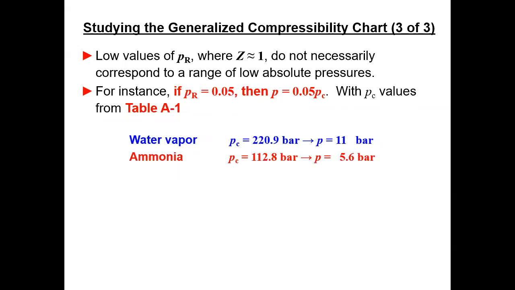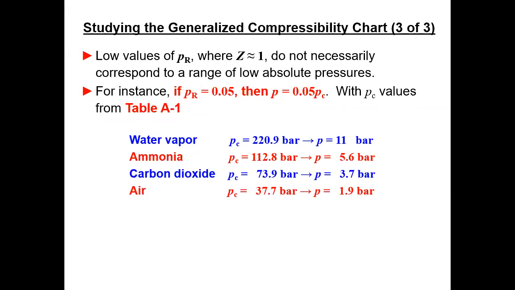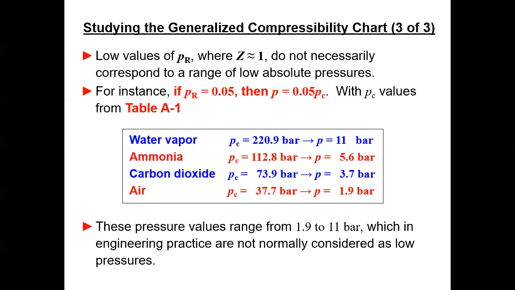Ammonia, carbon dioxide, air. What is that? 14.5 times 2 is about 27, 28 PSI. So these pressure values range from 1.9 to 11 bar, which in engineering practice is not normally considered low pressure. We start considering low pressures when you get much below atmosphere, and these are way above atmosphere, obviously.